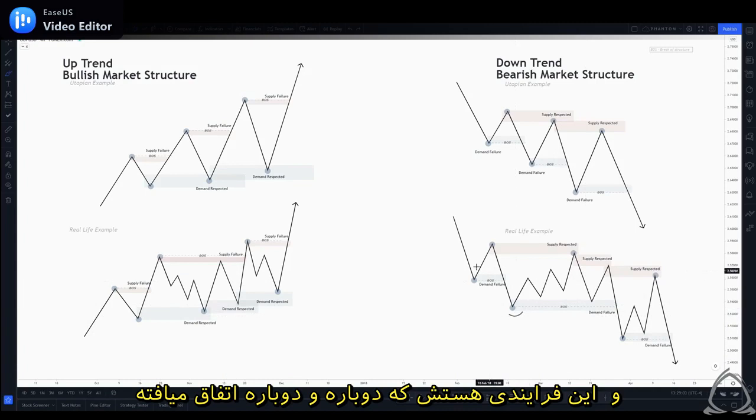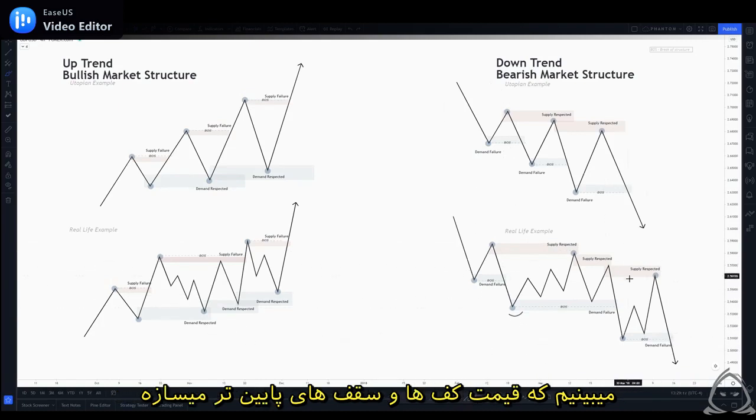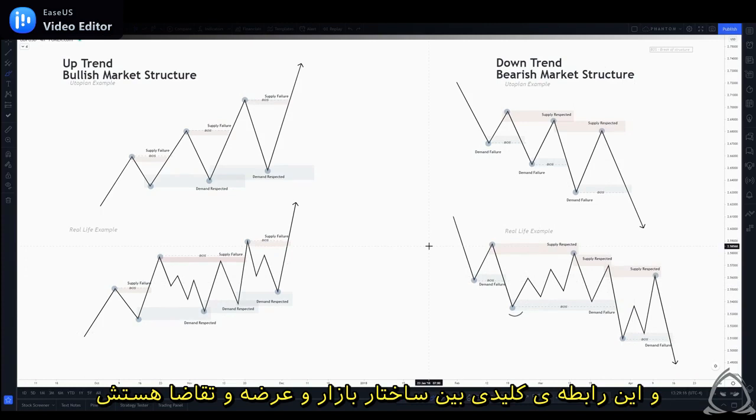And this is the process that happens over and over again, where we see supply being respected and demand failing. We see price creating lower lows and lower highs. And this is the key connection between market structure and supply and demand.